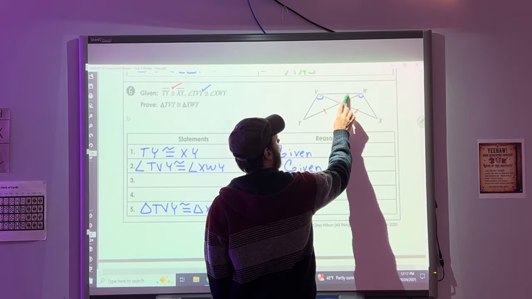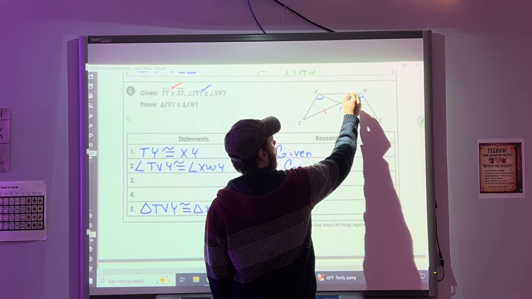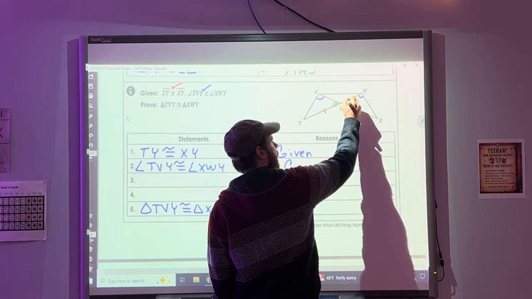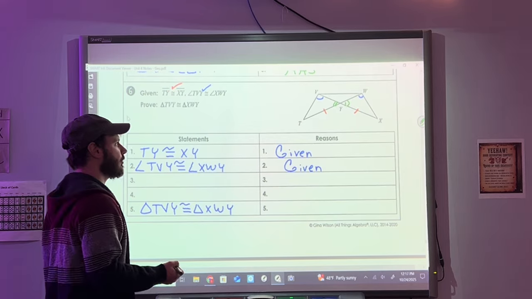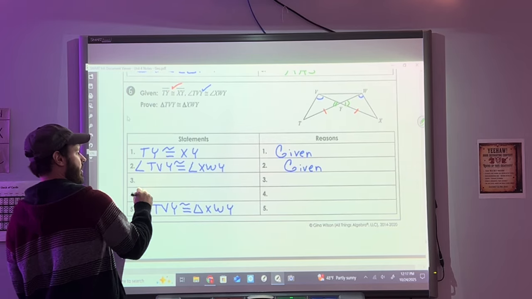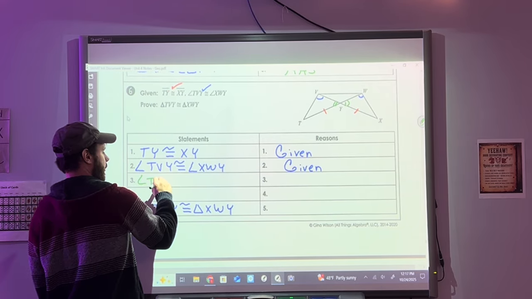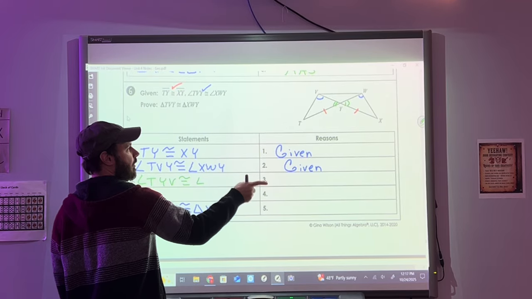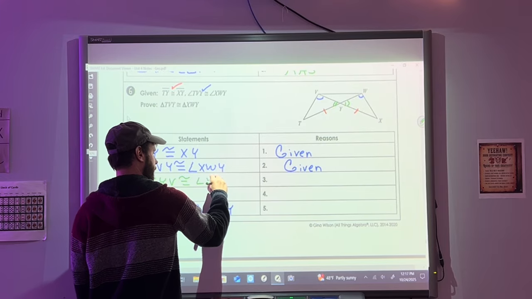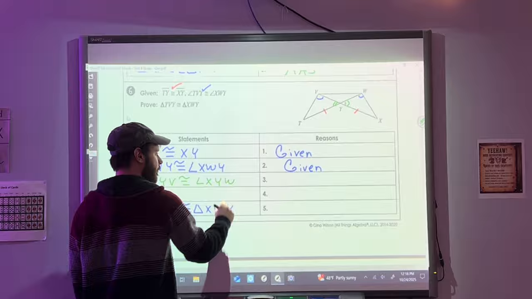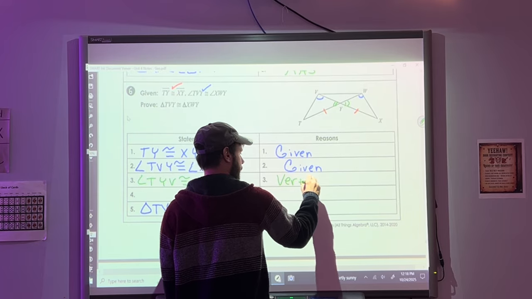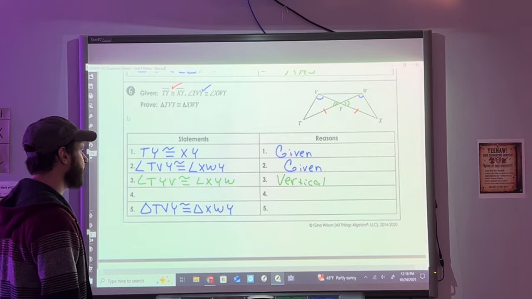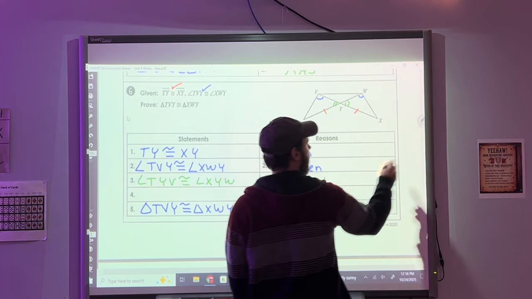Ignore this entirely, right? Imagine this piece is just gone. I don't think you need it. Because here, those angles are vertical to each other. So I'm going to say that angle TYV is congruent to angle XYW because they're vertical. And then I think that's it. I think I'm actually done. Yeah, imagine that this is gone.